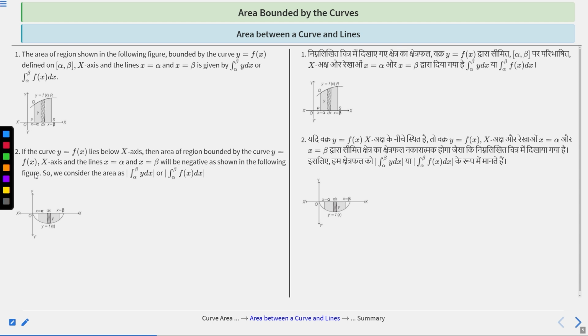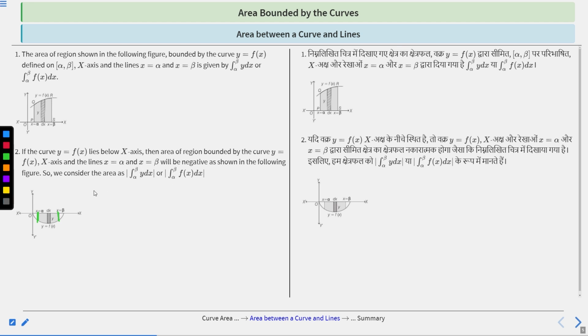Second, if the curve y equal to f(x) lies below the x-axis, as you can see in this figure, then the area of the region bounded by the curve y equal to f(x), the x-axis, and the lines x equal to alpha and x equal to beta will be negative, as shown in the figure. So the area will be negative, as it will come out of the integration.